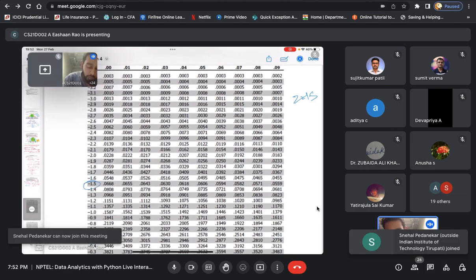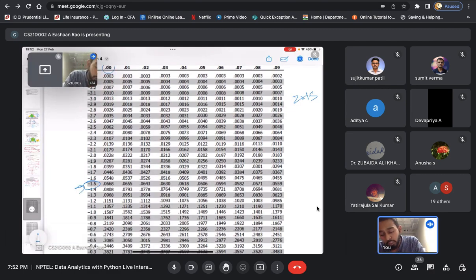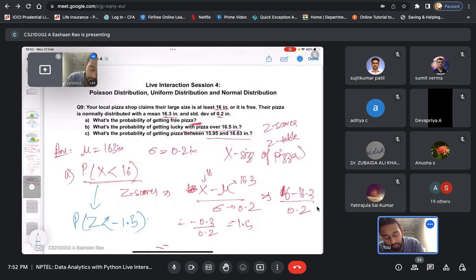In this case, the 1.5 is here. I need to find the row, and since I don't have any other value, I will look for only the 0.00 value. So this is 0.06. I don't need to calculate anything. The table will usually be provided, and using that table we can directly read these values and tell that the probability of getting a free pizza is 0.0668. That is approximately 6.68 percent that you might get a free pizza.